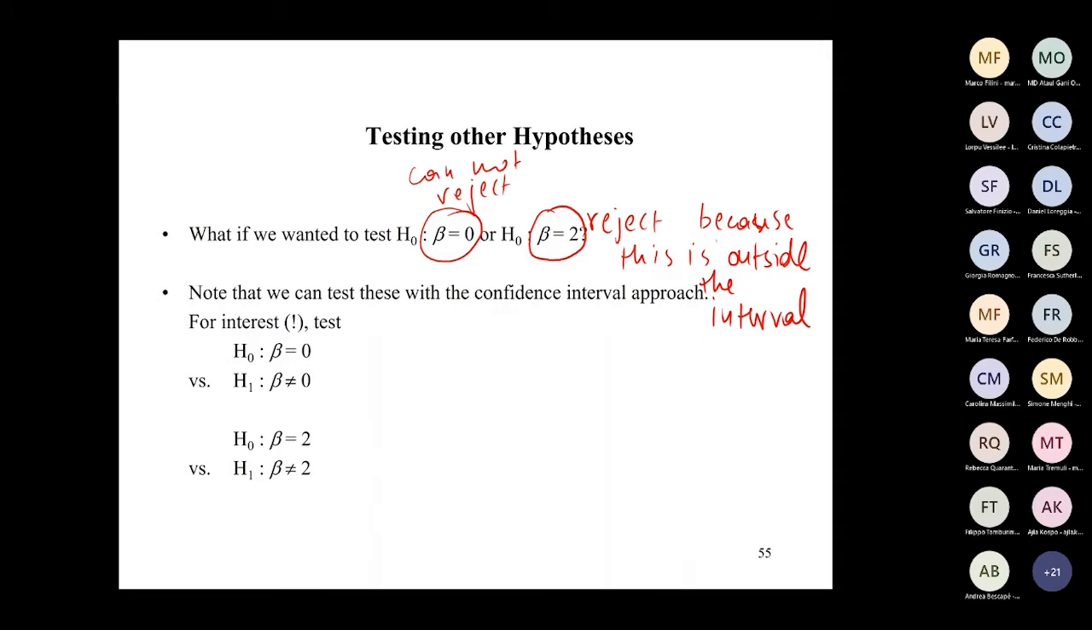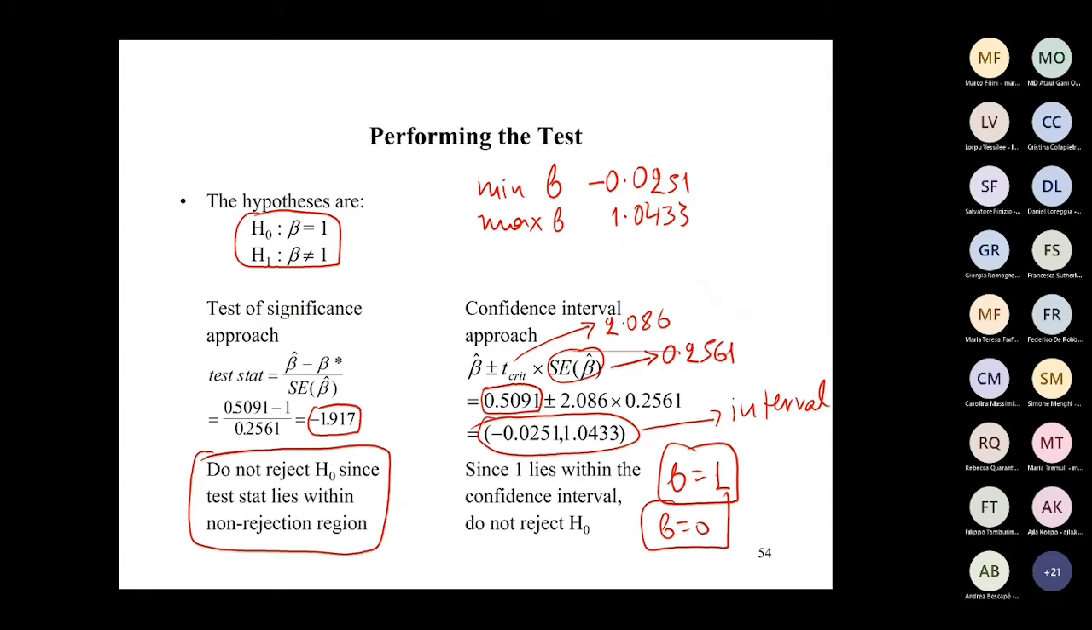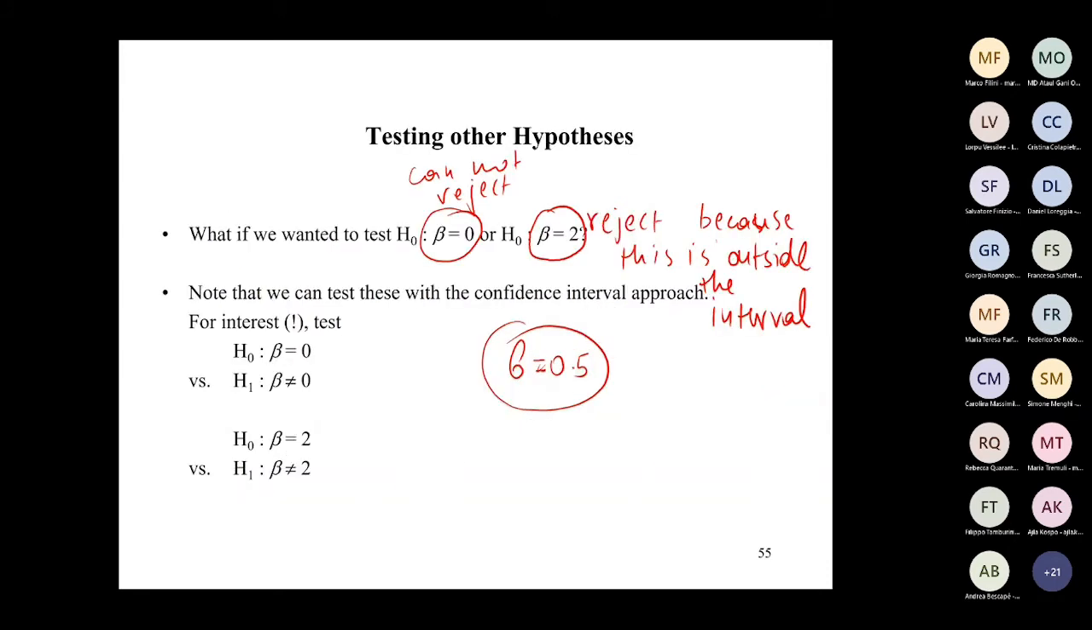Beta equals 0.5. What can I do with beta equals 0.5? I remind you, this is the interval. 0.5, reject or not reject? 0.5 is inside the interval. So they cannot reject. You can see 0.5 is inside the interval.